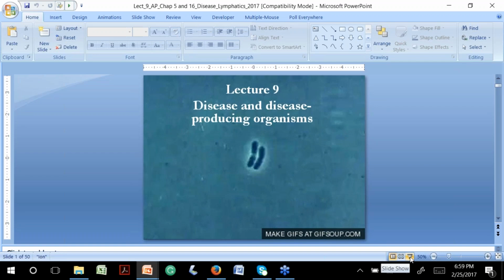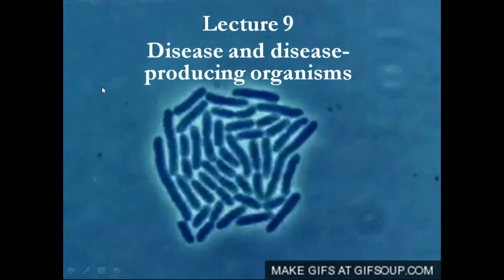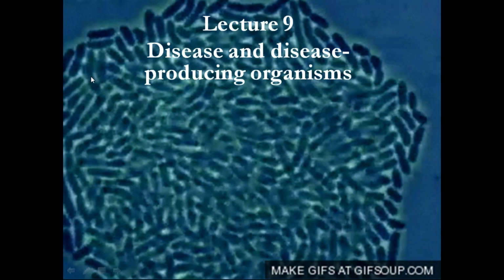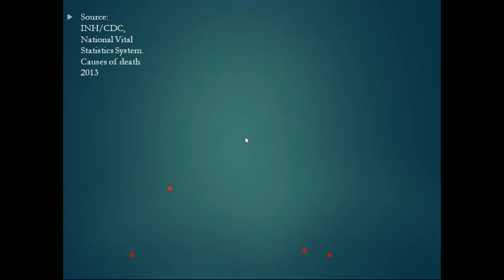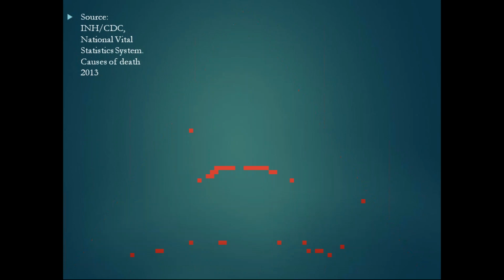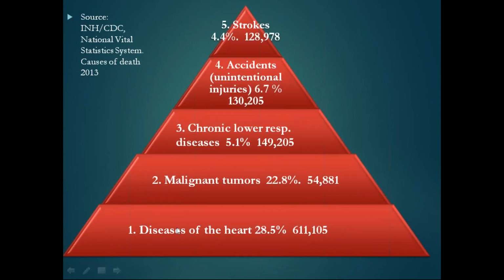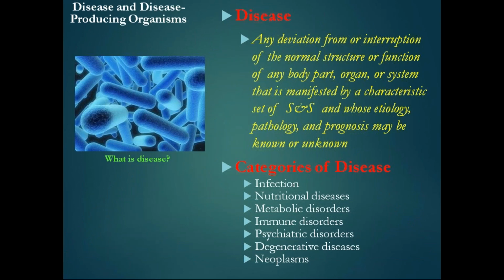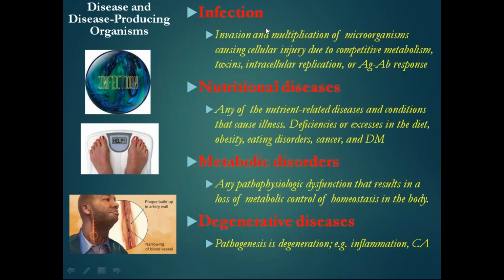Okay, so let's go over the disease and disease-producing organism. I'm going to highlight what we need to remember. So here, number one, the first cause of death in the United States is heart disease. Second is cancer, and third are the chronic lower respiratory diseases, which mostly end up in pneumonias. All right, so we need to know the definition, what is the difference between inflammation and infection?